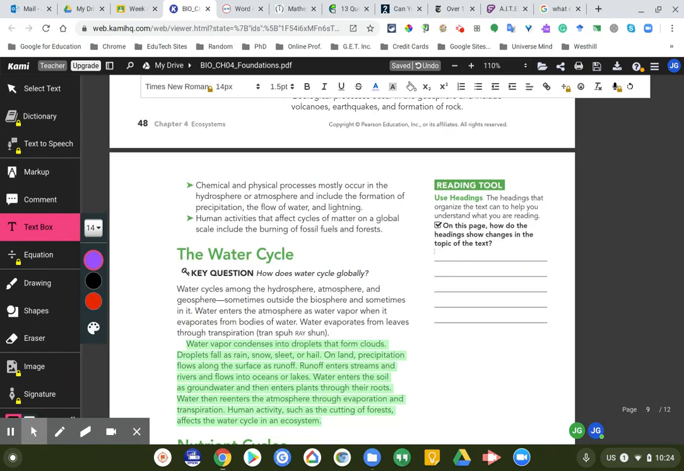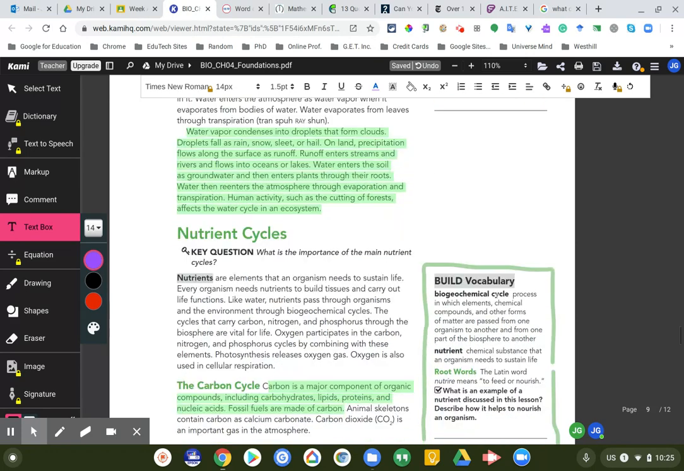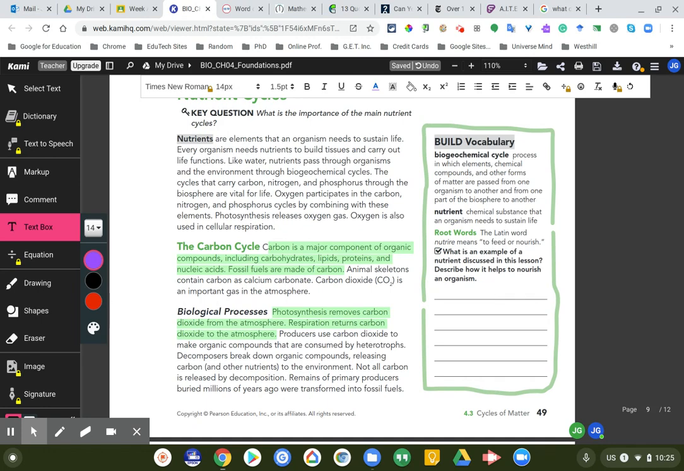I didn't like this question here. So it says on this page, right? How do the headings show changes in the topic of the text? And my answer to this is: what and why would you ask me this? That's my answer. Or actually, I put that. But literally, that is actually my answer for that. Okay. So I'm done with that. My wife's looking at me like, what are you, crazy? I didn't like that question. So that's how I'm going to answer it.